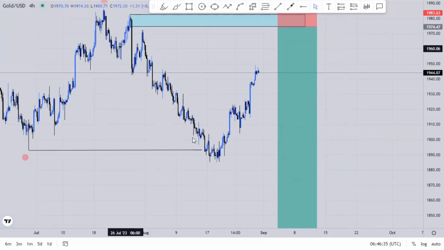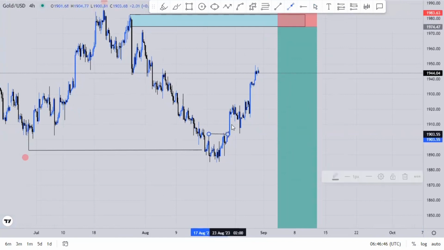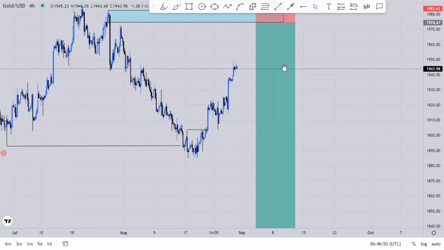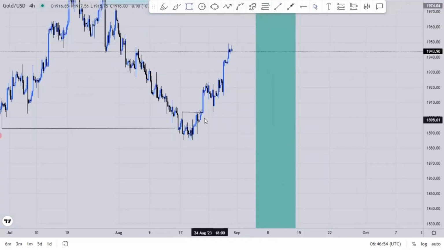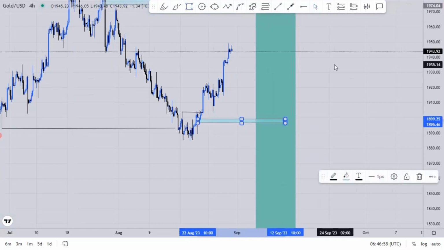So for this pullback to be facilitated after this major break of structure, for this major pullback to happen, one thing was bound to happen, which is an internal change of character, which was this one, sub-internal change of character like that. So that one can also be followed by a retracement before the major continuation up. This one can be followed by a retracement.